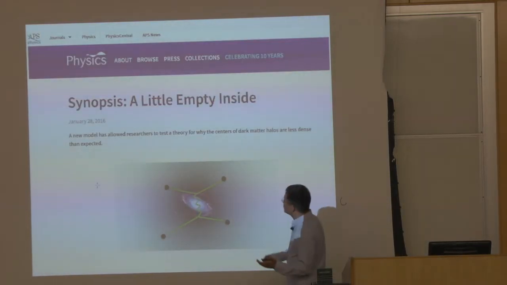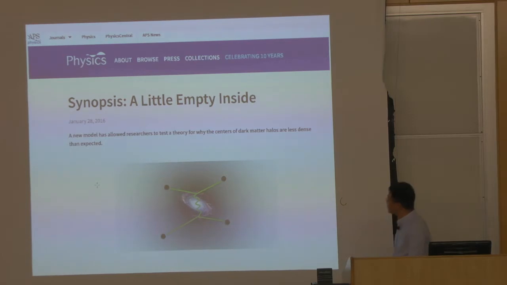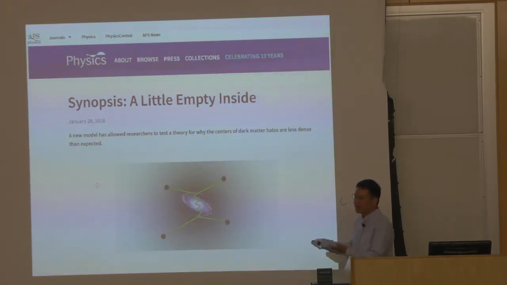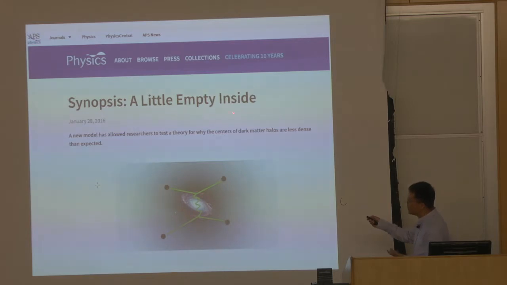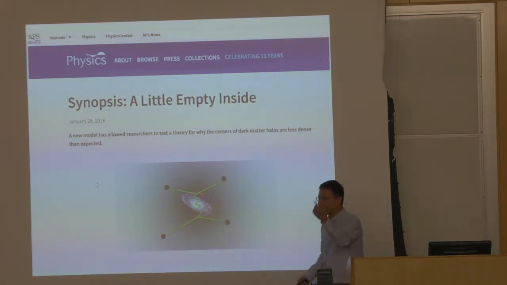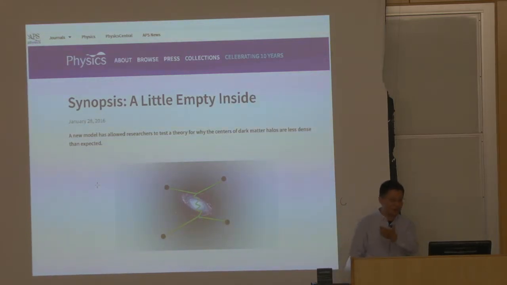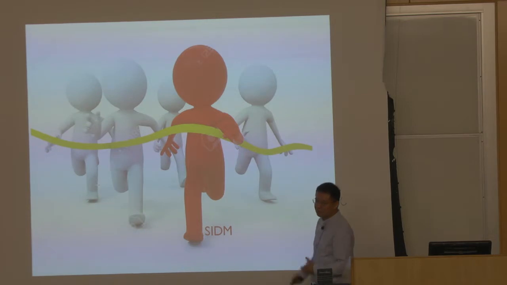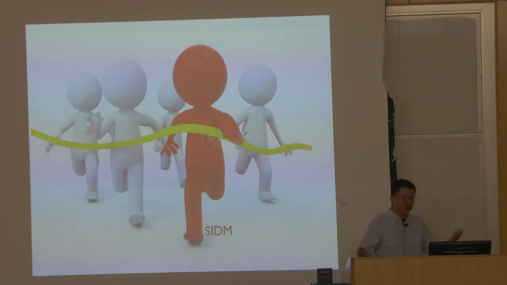The paper was highlighted by APS Physics. They added a nice title, a little empty inside, right? Because we wrote this paper earlier, they had a press release earlier. So that's the reason why self-interacting dark matter scores again, for the second paper they used it again. That's pretty nice. All right, so SIDM is doing a pretty good job explaining all these long-standing problems.